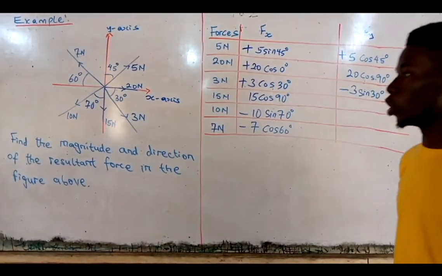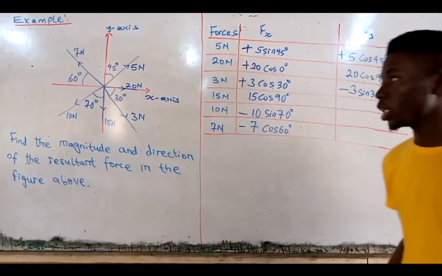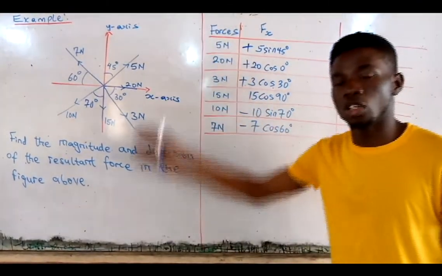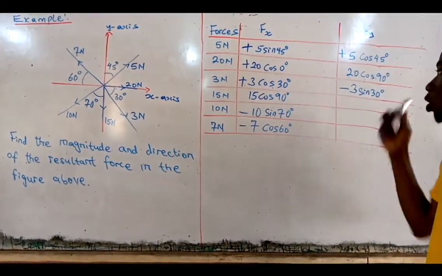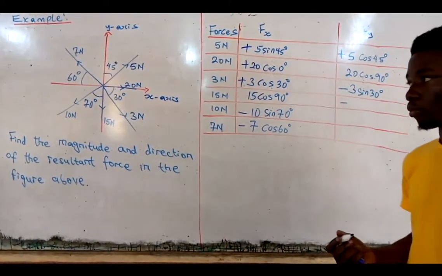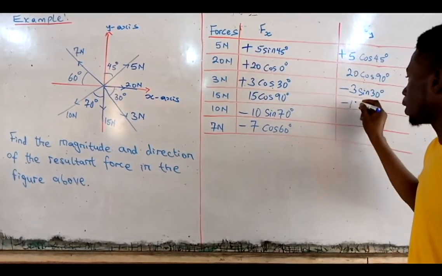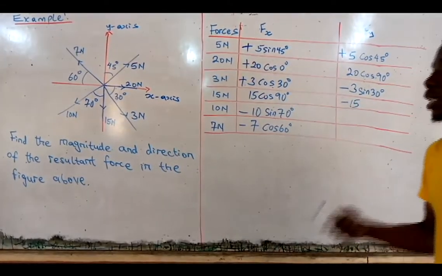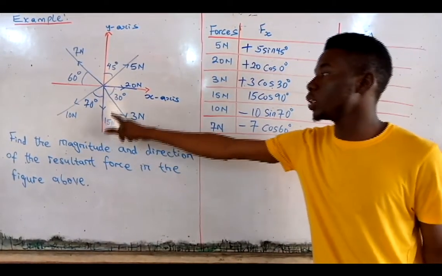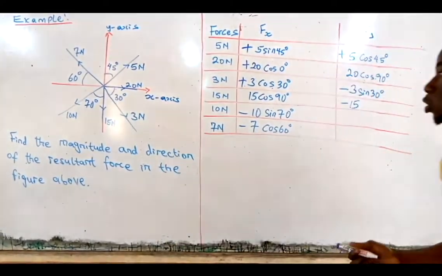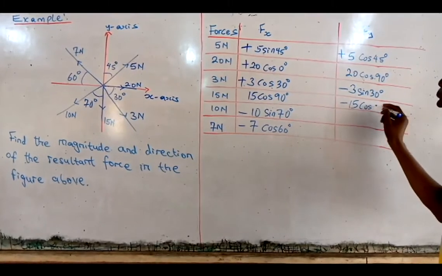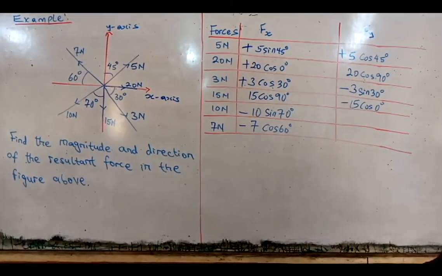The next force is the 15 Newton force. It is acting directly on the y-axis, and it is found below, which means it is going to have a negative value, again followed by its magnitude. Then the angle between 15 Newton and the y-axis is 0 degrees. So we have cos 0 degrees.